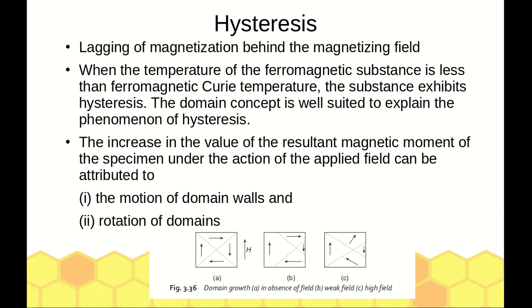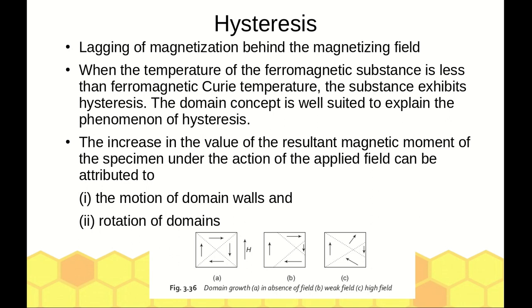When a ferromagnetic material is subjected to magnetization, which means the cycle of magnetization starting from 0 to a particular positive value and to a negative value, the magnetization will attain a cycle that is known as hysteresis. When the temperature of a ferromagnetic substance is less than its Curie temperature, the substance exhibits this hysteresis behavior.